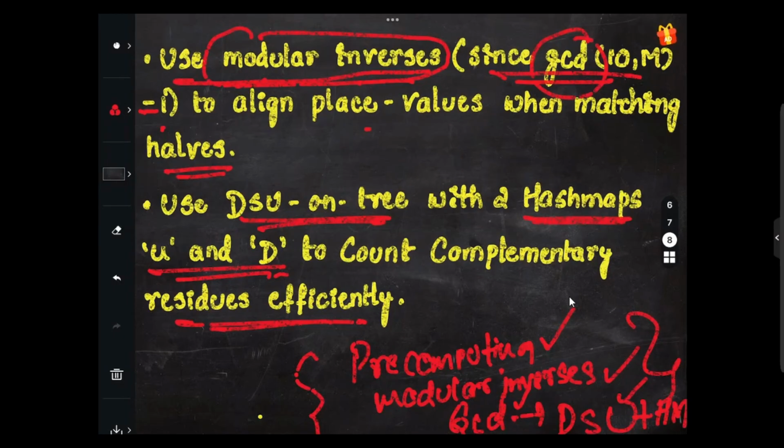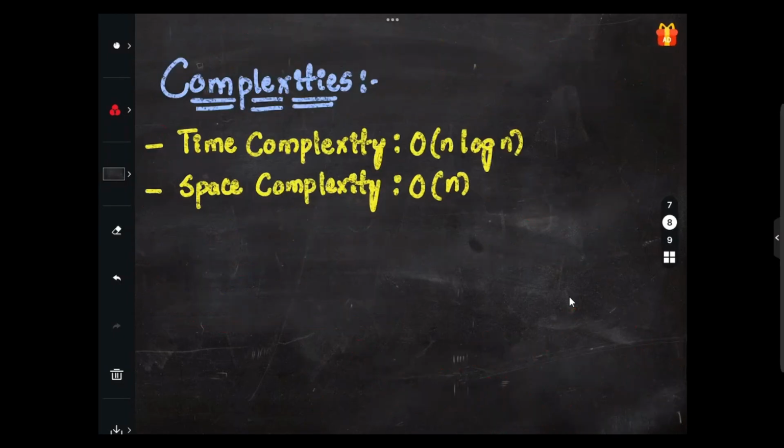Before writing the code, let's discuss the complexities as well, right? So what will be the time complexity here? The time complexity would be big O of n log n. So why is it n log n here? The time complexity here would be big O of n log n, because, why is it log n here?